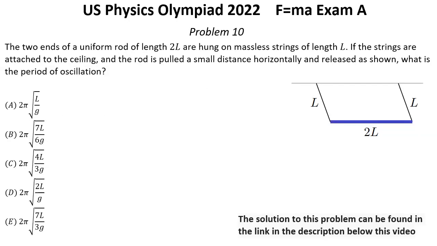Problem number 10. The two ends of a uniform rod of length 2L are hung on massless strings of length L. If the strings are attached to the ceiling and the rod is pulled a small distance horizontally and released as shown, what is the period of oscillation?